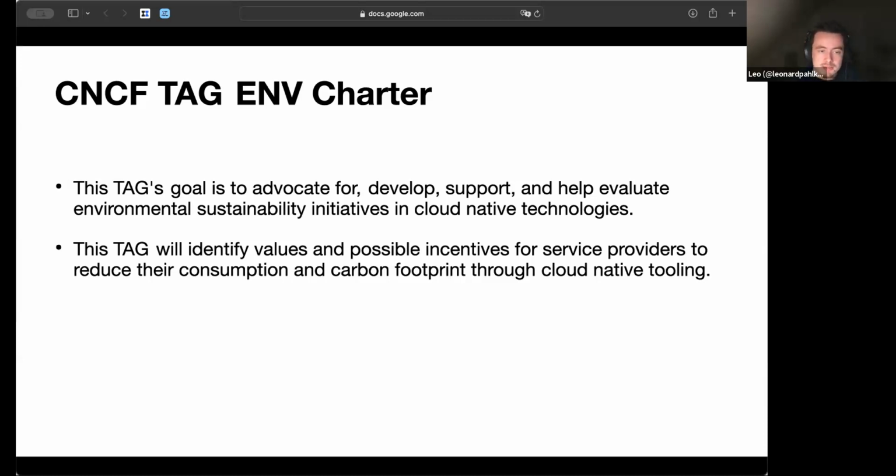And the second part, which I usually also put on these kinds of slides, is that we identify values for service providers and reduce the overall consumption and carbon footprint of cloud-native tooling, so that we also have something for adopters and for projects. This is the value that I think everybody of us would like to work on, that we do something good for the community and for the projects.